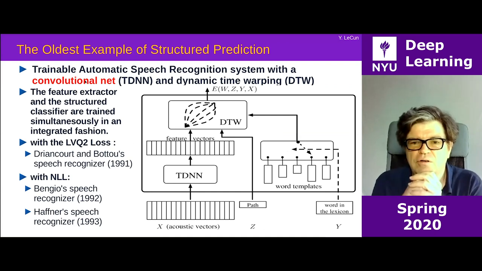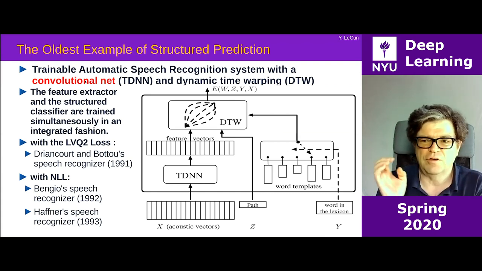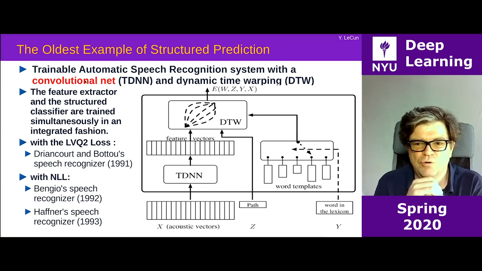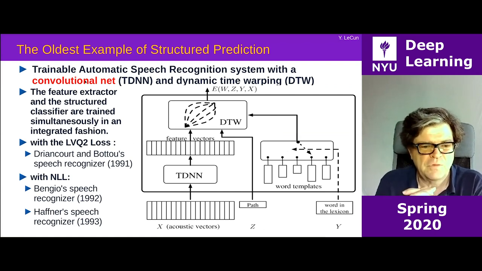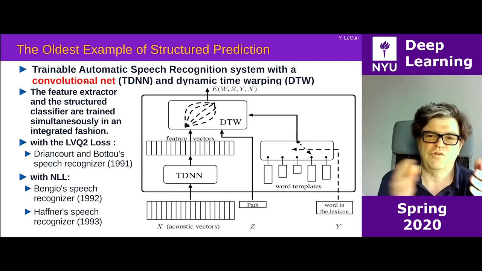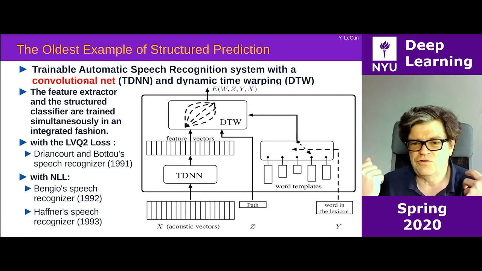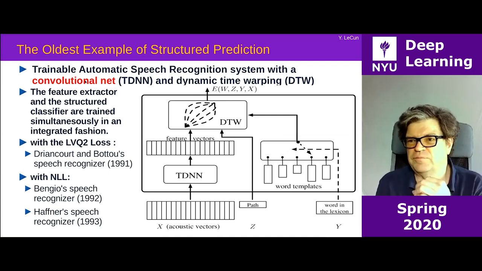And in fact, I'm going to start with a little bit of history. In my mind, the first model to do structure prediction combined with neural networks trained discriminatively was this speech recognition model for words by Xavier Driancourt and Léon Bottou back in the early 90s, 1991. There was similar work at about the same time by Yoshua Bengio, and about a year or two later by Patrick Haffner. These are people who worked on discriminative training for systems that were supposed to produce a sequence of symbols from a signal, let's say speech or handwriting, where the first step is a neural net.